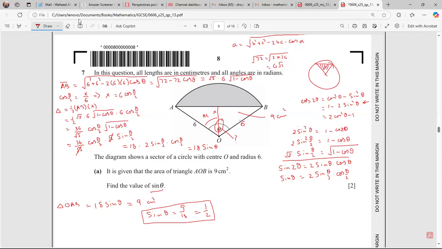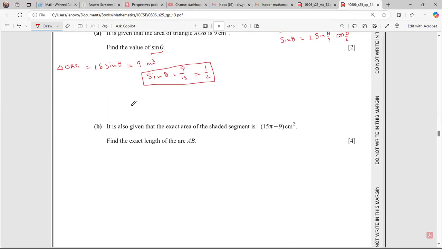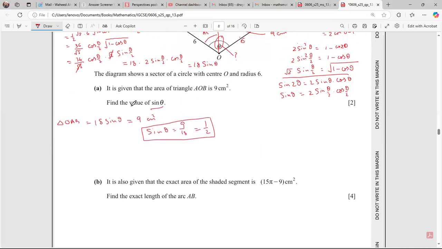Interesting, easy. Okay, let's move on to part B now. This is a tricky thing. I don't like the way they are just trying to confuse you, not evaluating your intelligence. But anyway, this is the question.